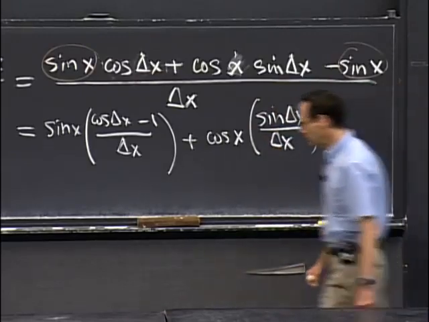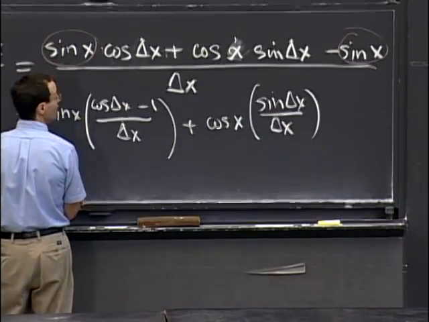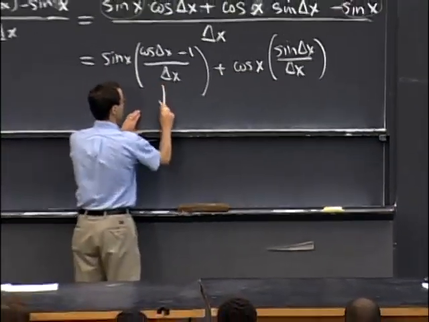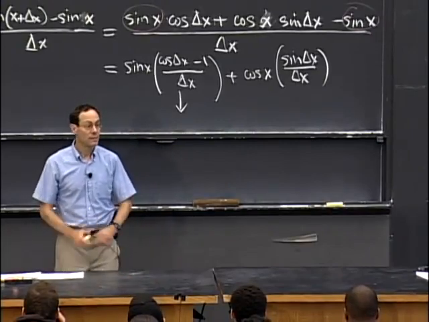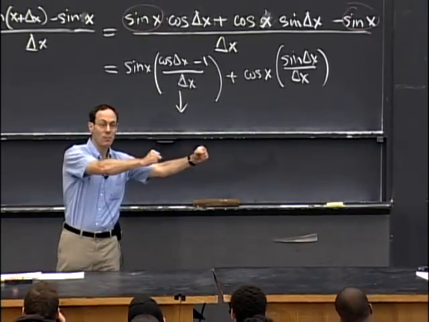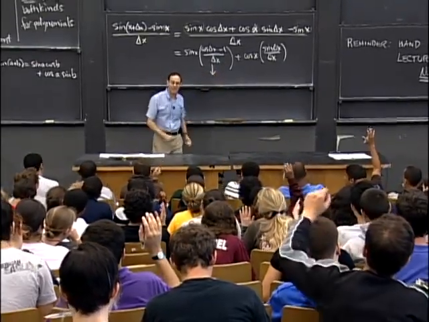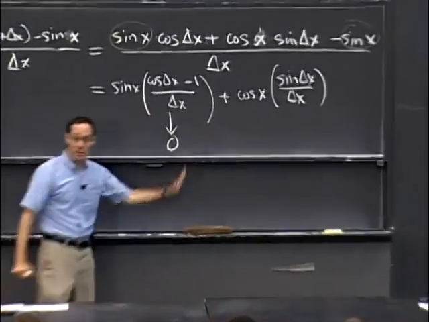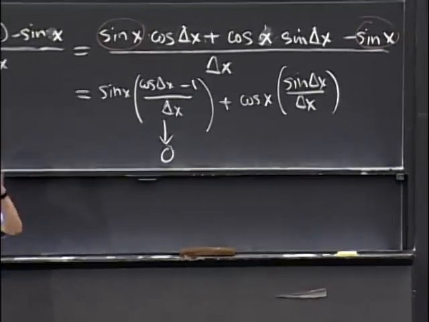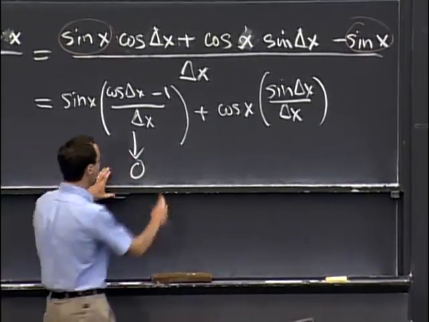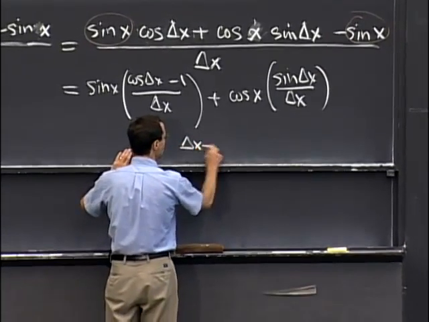Okay, now, does anyone remember from last time what this thing goes to? How many people say 1? How many people say 0? All right, it's 0. That's my favorite number. It's the easiest number to deal with. So this goes to 0, and that's what happens as delta x tends to 0.